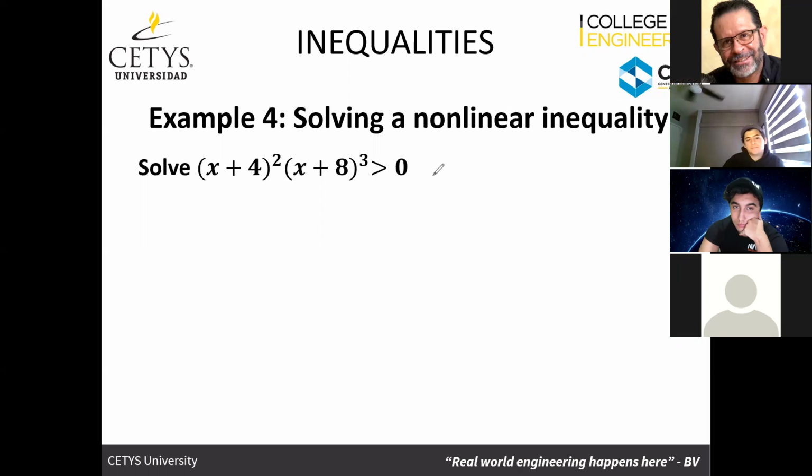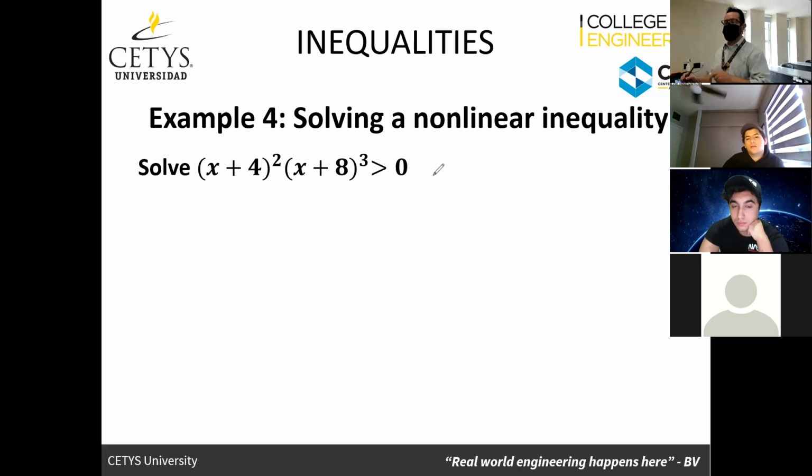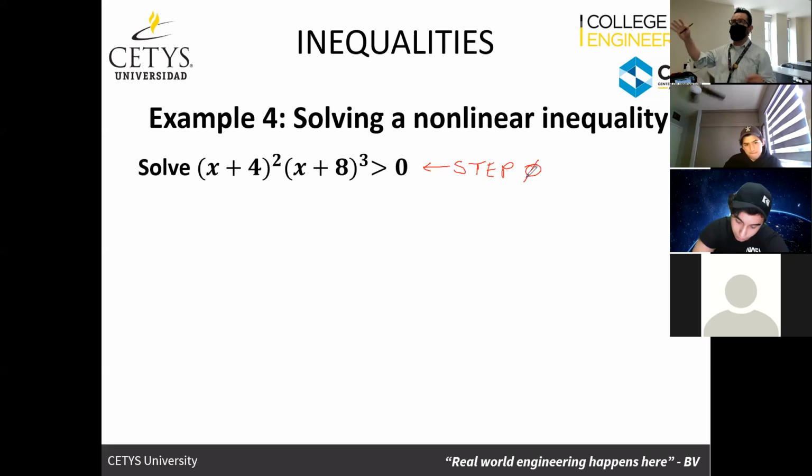Okay, so remember that we had some steps that we had followed. So actually, step 0 is already here. And remember that that first step, or step 0, was when we left the inequality with a mathematical expression to the left and 0 to the right. Okay, so that would be step 0.